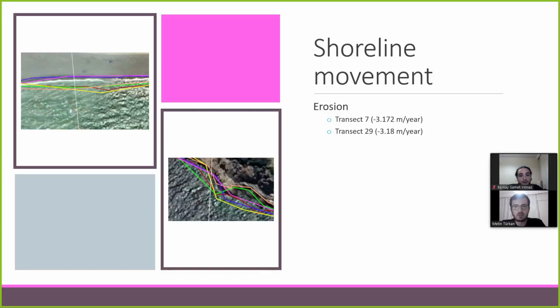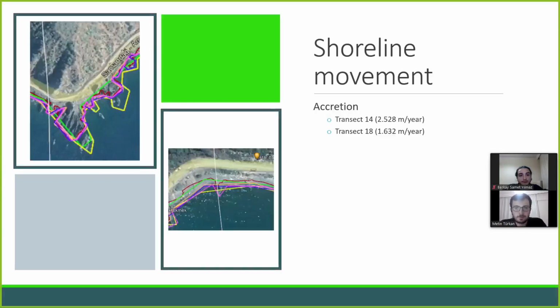When we consider all the data, there is a depositional trend. Before 2017, there was mostly deposition of sediment along the shoreline with 30 meters per year. However, between the years of 2017 and 2018, there is a huge erosion occurrence.